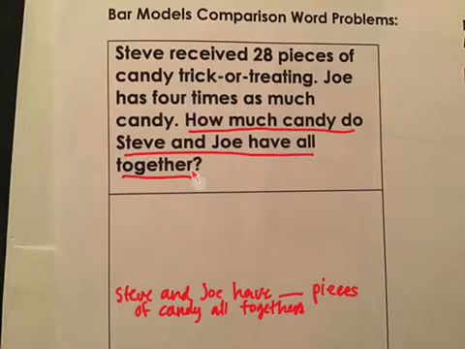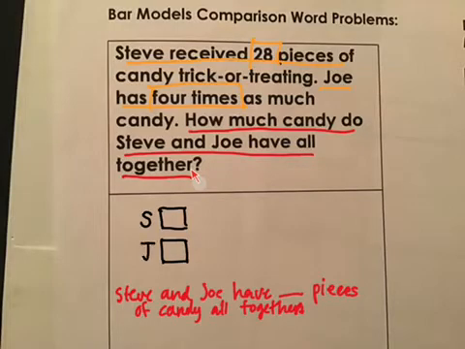All right, so the parts of information from the problem. It says Steve received 28 pieces and Joe has 4 times as much. All right, so let's get to the bar model. We know when we're doing a comparison bar model, we start off with equal bars and we decide what two things are being compared. So in this case, it's Steve's candy and Joe's candy.